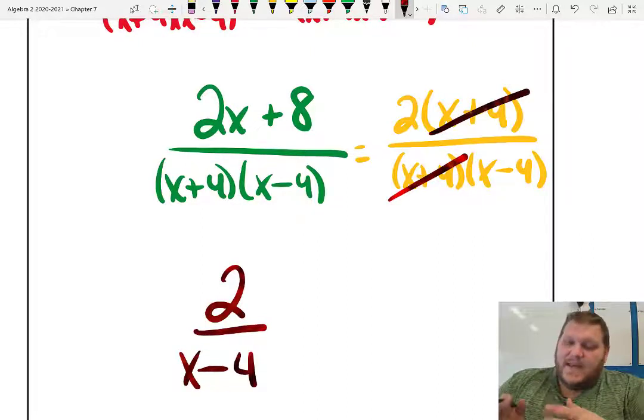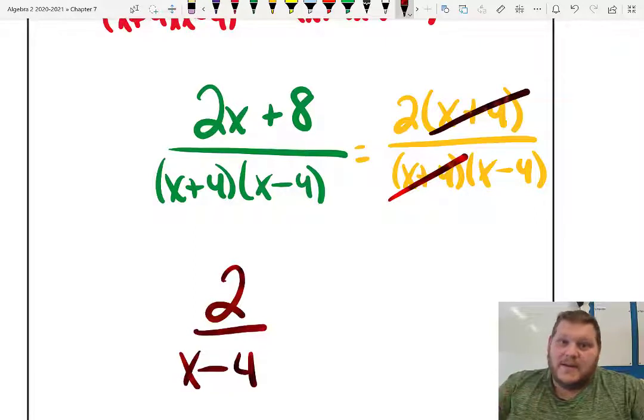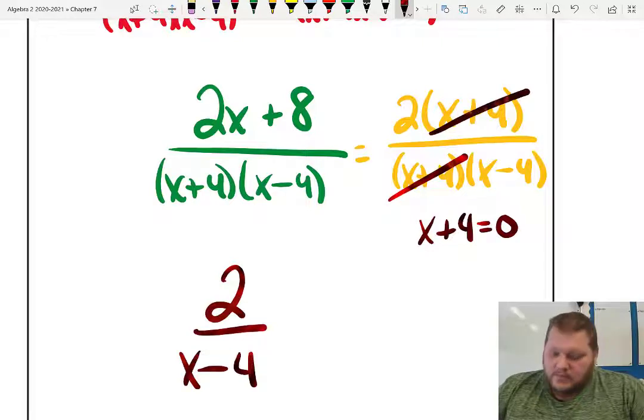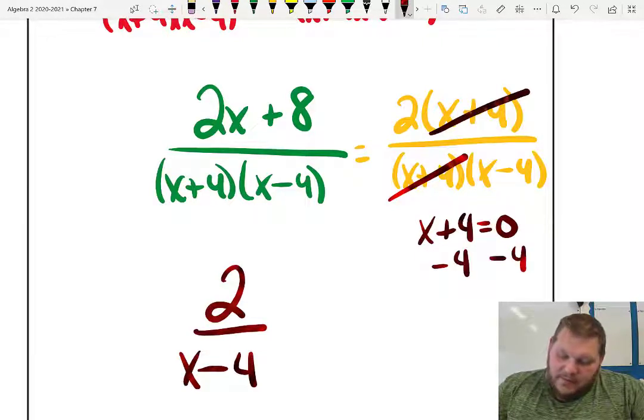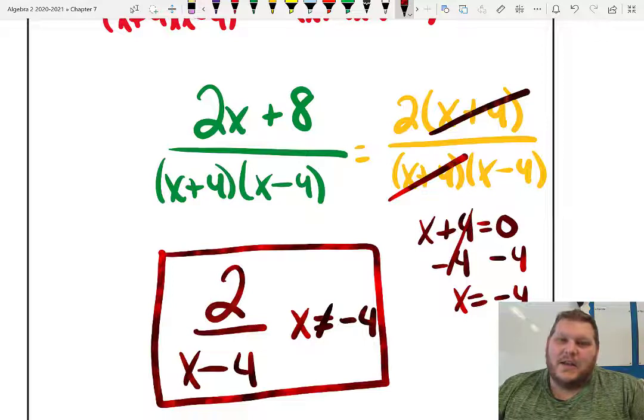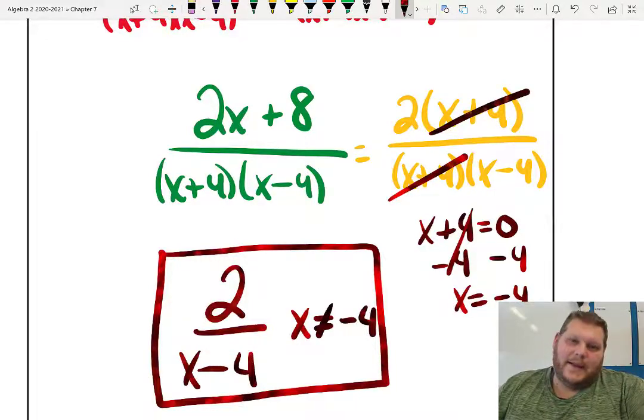But again, we saw something that was canceled out. I saw something that was in my denominator to start with that is not anymore. So just to remind us, to figure out what that restricted value is, we just set the canceled thing equal to 0 and solve. So here, minus 4 on both sides tells me negative 4 is that restricted value. So in my answer, I just also indicate, along with my simplified solution, that x cannot be negative 4. Because again, if I had x equals negative 4 in my original problem, it would have given me a denominator of 0, and that's not allowed.